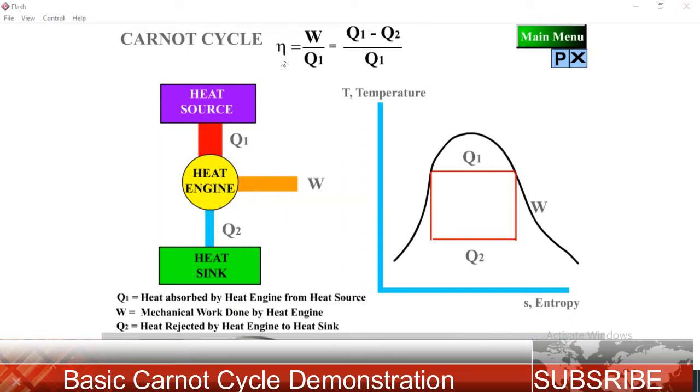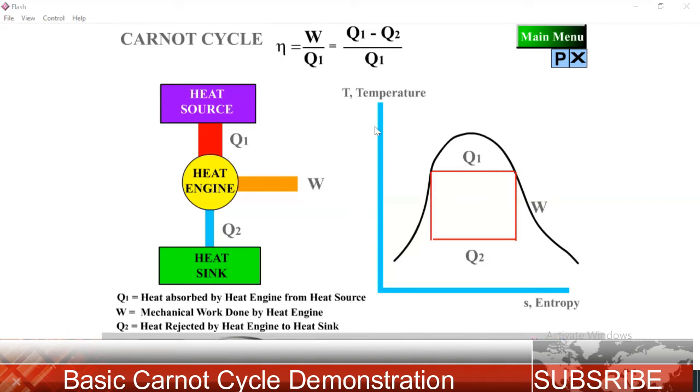You can see in the thermal efficiency, work done over heat supplied. Work done in the form of heat: first one, Q1, is the heat absorbed by the heat engine from the heat source, and Q2 is the heat rejected by the heat engine to the heat sink. This is the heat source and this is the heat sink, Q1 and Q2. W is the work done. So work done is the heat absorbed by the heat engine from the heat source minus the heat rejected by the heat engine to the heat sink.